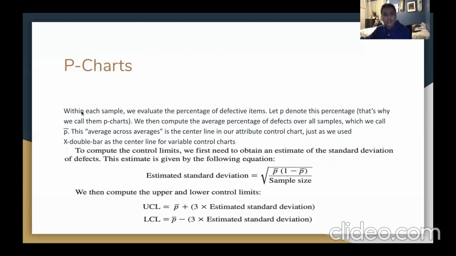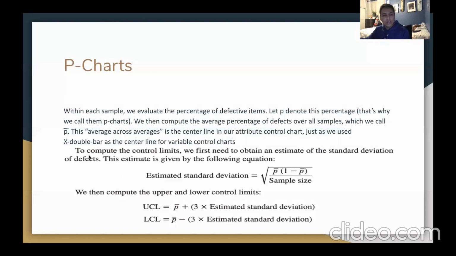So in order to calculate our P-charts, we need to evaluate the percentage of defective items. This is denoted as p. This is the percentage of our defective rate, which is why it's also known as a P-chart. We compute the average percentage of defective items of all samples, which we call p-bar. This is the average across averages and is the center line of our control chart, just as we used our X double bar in the X-bar charts.